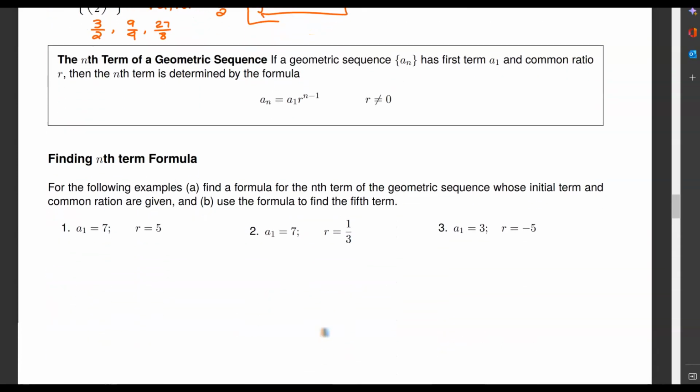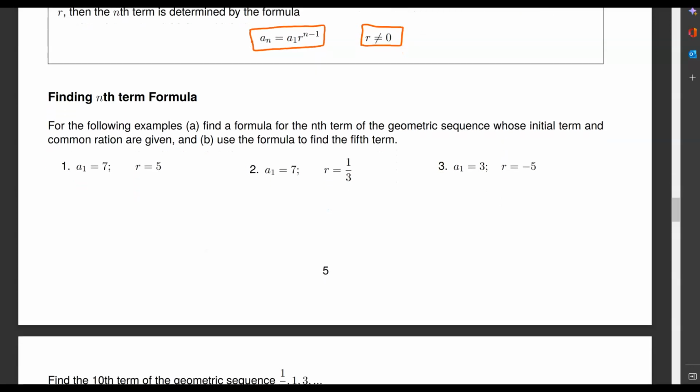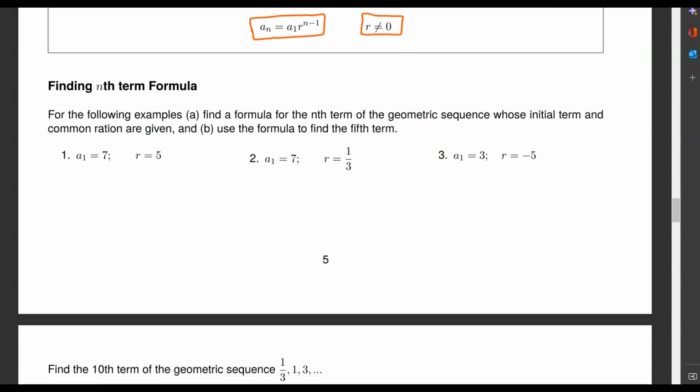The nth term of a geometric sequence can be given to us in this form. Just like the nth term of the arithmetic sequence, we want to note that the ratio cannot be equal to 0, or else we just end up with 0 all the way around. So let's find the terms for all of these. For A, we're going to find the formula of the nth term, and then for B, we're going to use the formula to find the fifth term.